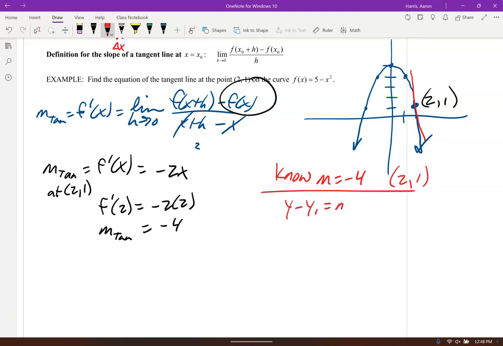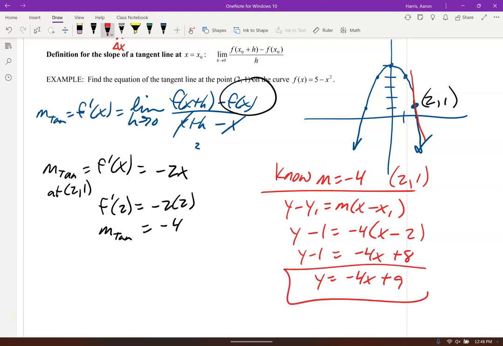So I can write the equation now. y minus y1, which is 1, equals m, negative 4, times x minus x1, which is 2. Add 1 to both sides. That's the equation of the tangent line to the graph of negative x squared plus 5 at that point. That's the equation of that red line. So I had to use that difference quotient to get to that point, right?